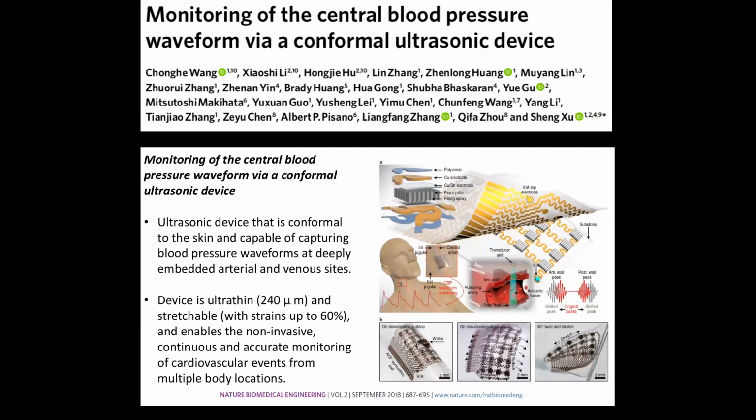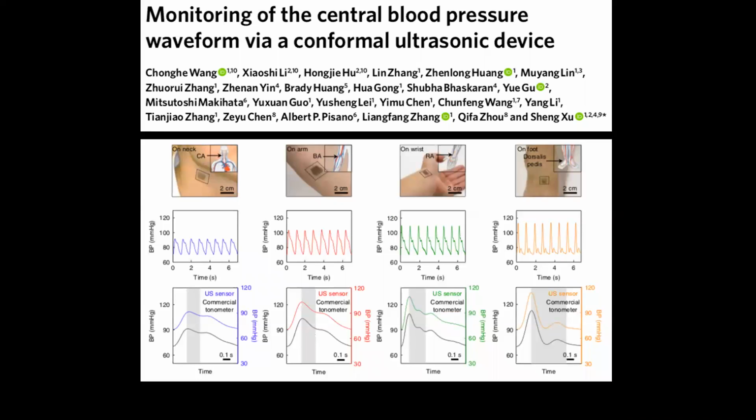This is even hotter. This is using conformational change using an ultrasonic device. So you can put this virtually anywhere on the body and you will get a measure of blood pressure in a waveform. And if you compare to conventional commercially available tonometers, it looks to be very good. So you guys are just right up there ahead of the field.